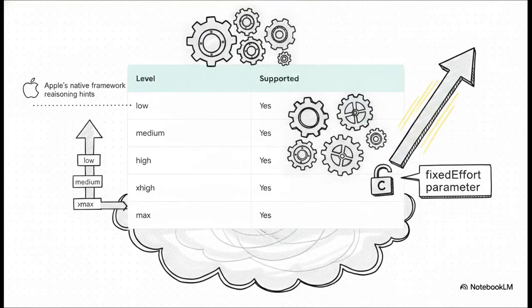Now, let's talk about effort. Basically, how hard do we want the AI to think? Claude supports 5 distinct effort levels: low, medium, high, X-high, and max. But here's the catch. Apple's native framework reasoning hints currently stop at high. Because we're using Claude, though, you can use the package's fixed effort parameter to pin that level for every single request. That overrides Apple's framework hints, and it's the only way to tap into Claude's absolute deepest thinking capabilities by asking for X-high or max.